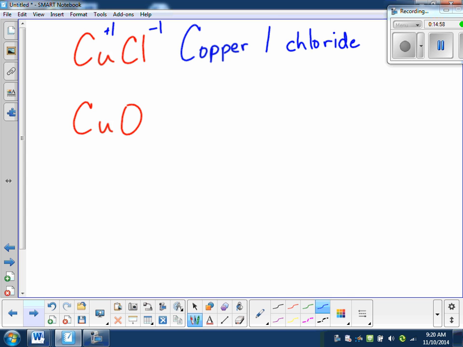Okay, and that tells you which form the copper is in. Copper 1 chloride. Okay, how about here though? Someone else now, could you lead me through this one?